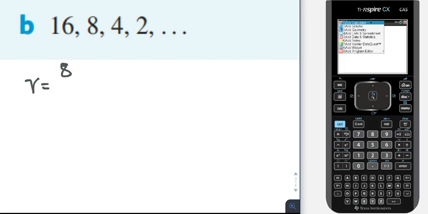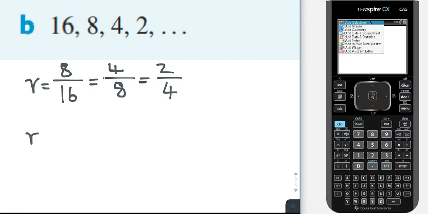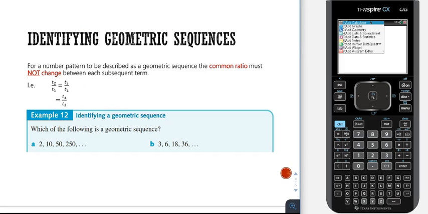For a different sequence, 16, 8, 4, and 2, you can do the same thing. So 8 divided by 16, 4 divided by 8, and 2 divided by 4. Note that's each subsequent term divided by the previous. And when simplified, this gives us a ratio of 1/2.